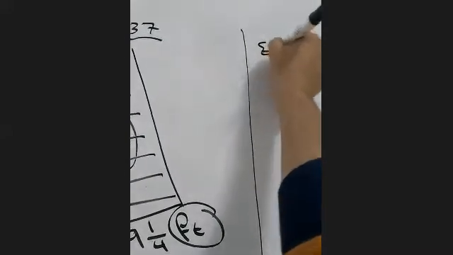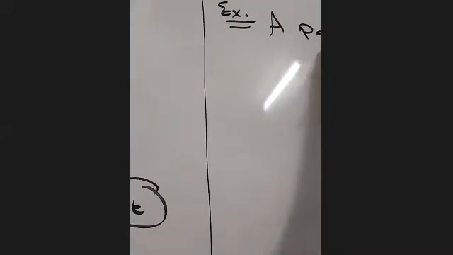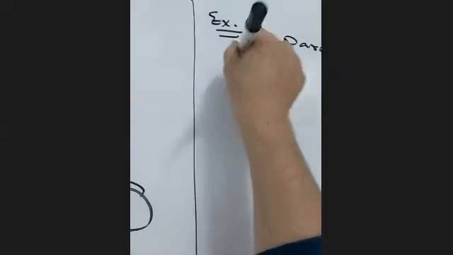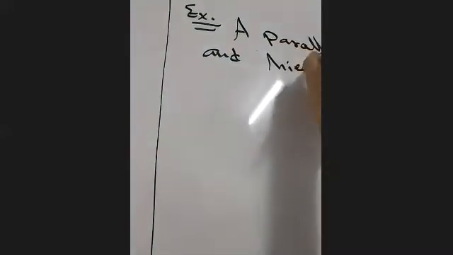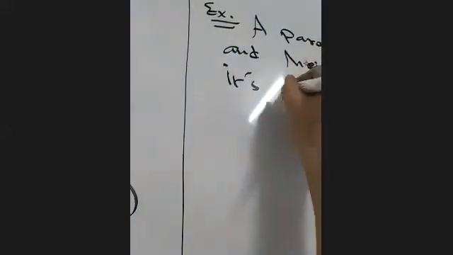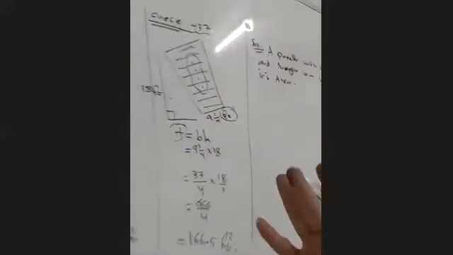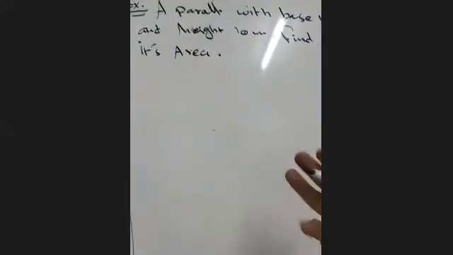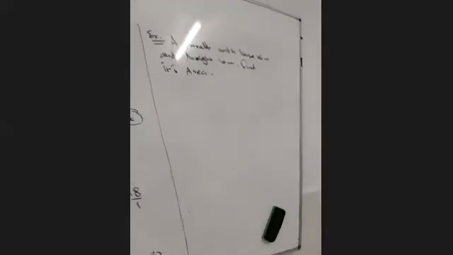For example, a parallelogram with base 16 meter and height 10 meter. Find its area. So not always does the question come with a graph. Sometimes it's written as a question. So we read the question, check what's the given, what's the wanted, then see the formula which we need to use. So who can help me in this one here?